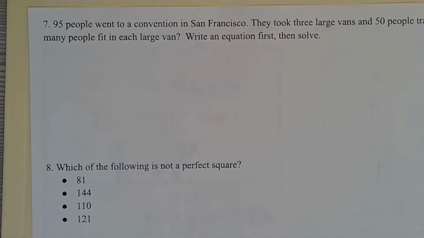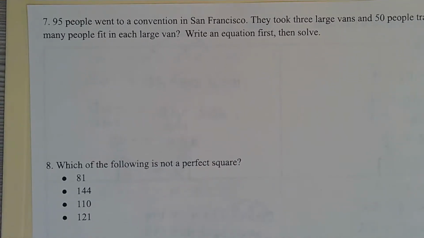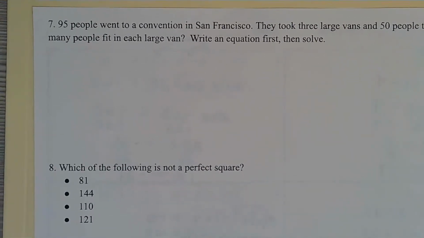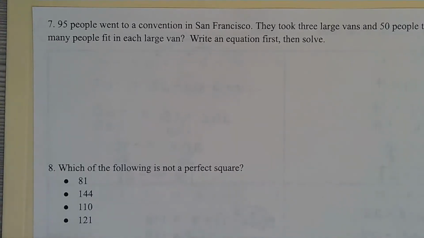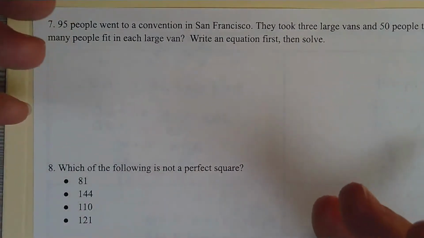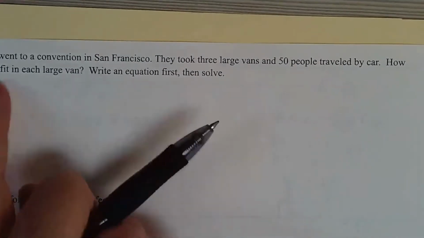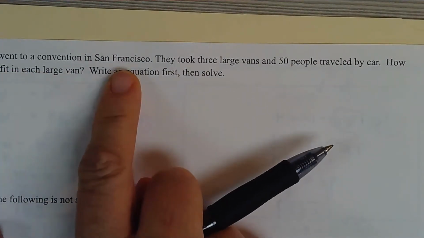So I'll be honest, a lot of people have trouble with these problems. Writing equations is challenging for most people. So don't feel like you're just dumb or whatever you want to call yourself because you have trouble writing equations. Everyone has trouble writing equations. So what I recommend, besides reading the problem first, is kind of putting yourself in that problem. Pretend like you were one of these people going to the convention in San Francisco, okay?